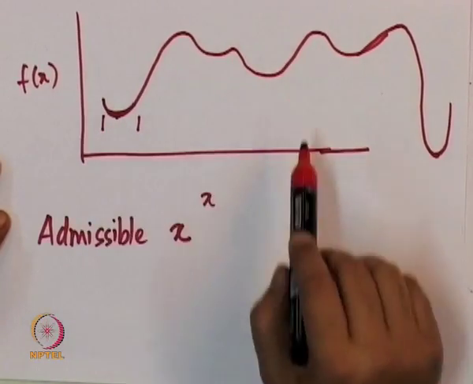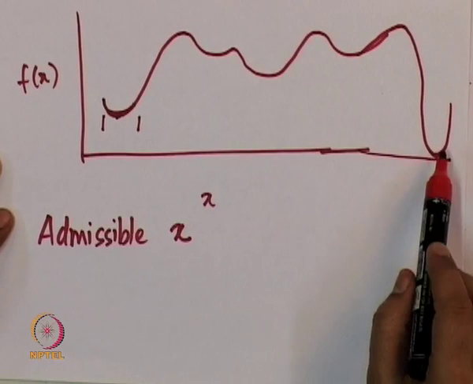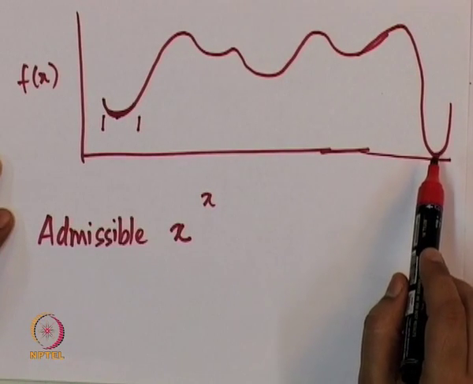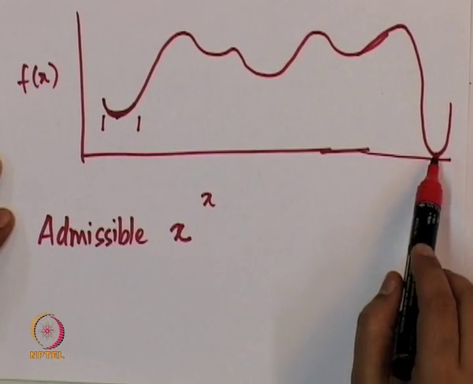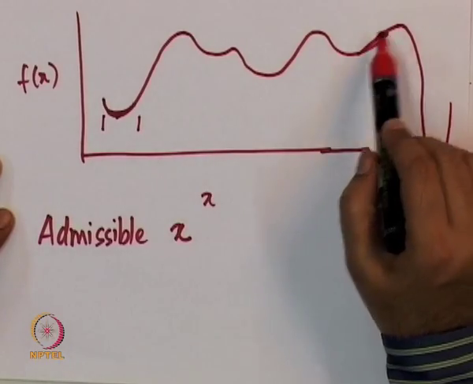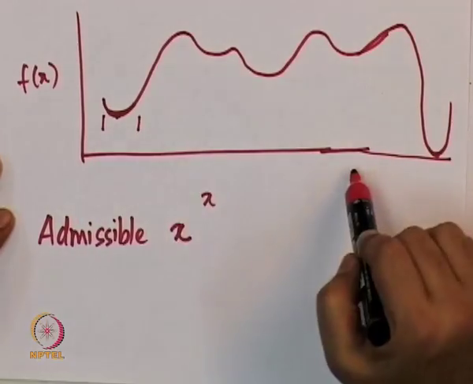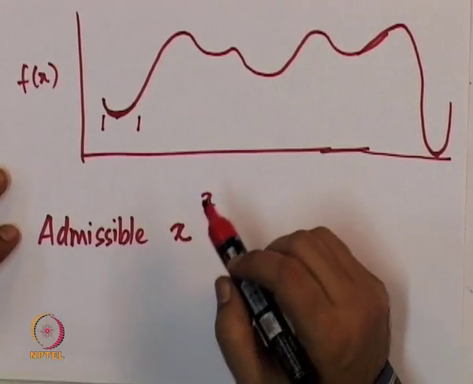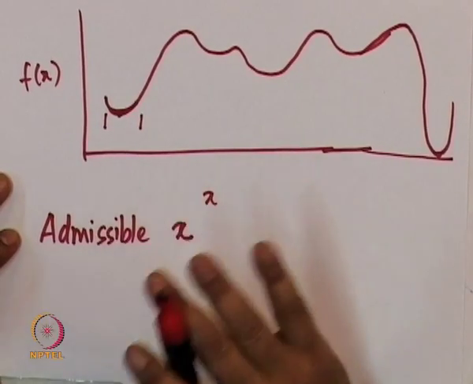If you can find all the extrema for a given function, whichever is the lowest is known as the global extrema. In this case, this is the global minima, maybe this is the global maxima, and the rest of them are all local maxima and minima. So this is as far as a function is concerned.